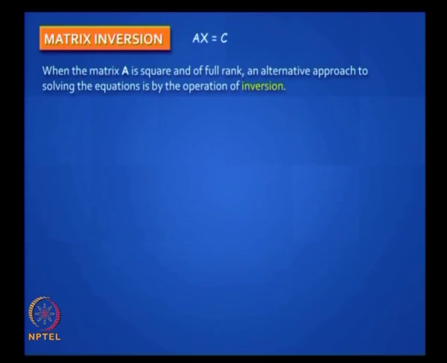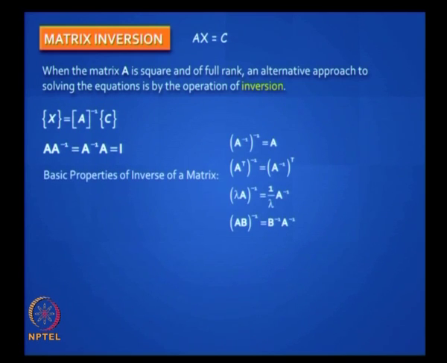when the matrix A is square and of full rank, an alternative approach to solving the equations is by the operation of inversion. X is equal to A inverse C. A into A inverse is A inverse A is the identity matrix, you are familiar with these. A inverse inverse gives you back A and so on. The last property is very interesting, it is like what you got in transpose. (AB) inverse is B inverse A inverse, and some mathematician gave a beautiful physical feel to this.